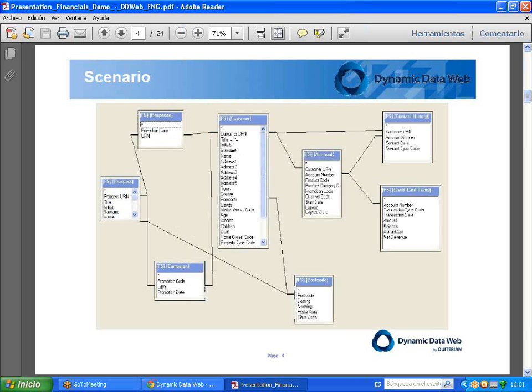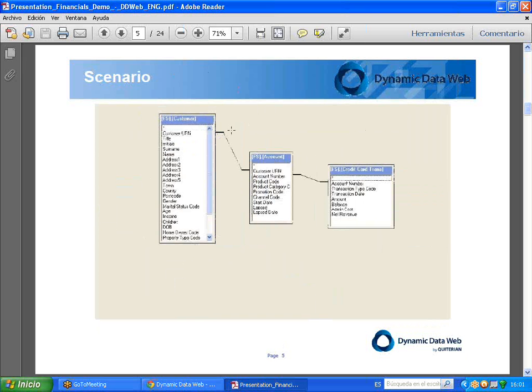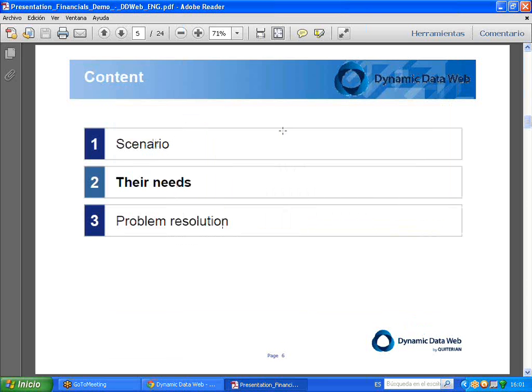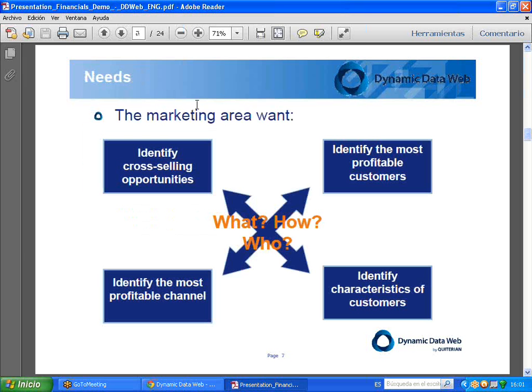The relations between tables, as you can see, are, let's say, typical ones, but we are going to be very focused on these three: the customers, the accounts, and the credit card transactions. But instead of talking about functionalities in our tool, I'm going to present a global solution, responding to the needs of the marketing area.